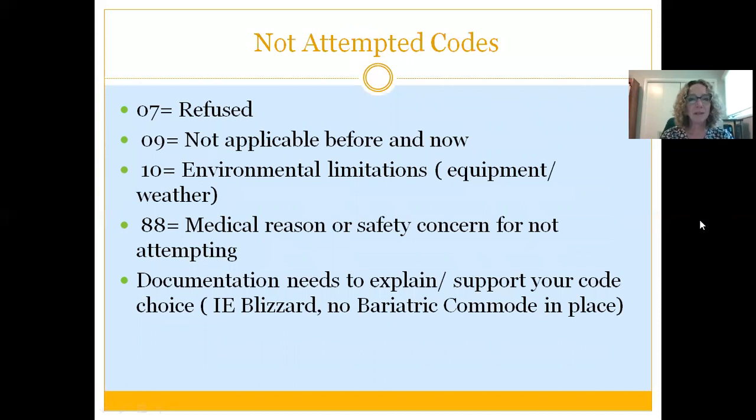So, not attempted codes. I know I've been talking about them off and on through the course of this webinar. Again, 7 is not refused, 9 is not attempted before and not applicable previously and currently, and it's not going to be applicable upon discharge. 10 is for environmental limitations. 88 is when there's a medical reason why you're not attempting something. And your documentation needs to support why you're choosing one of those not attempted codes.